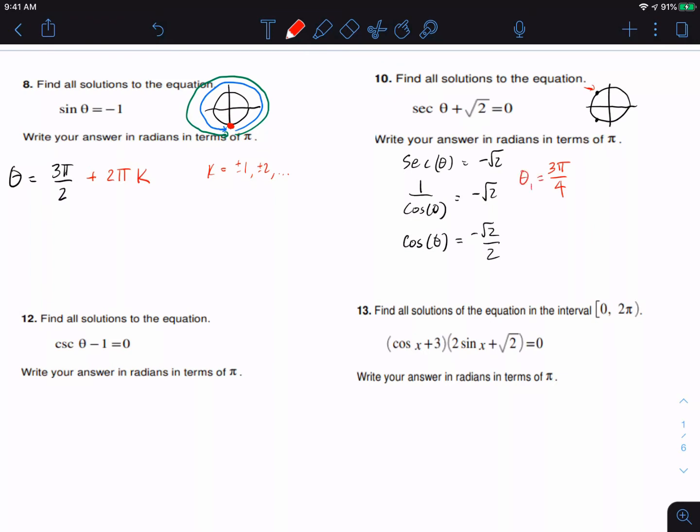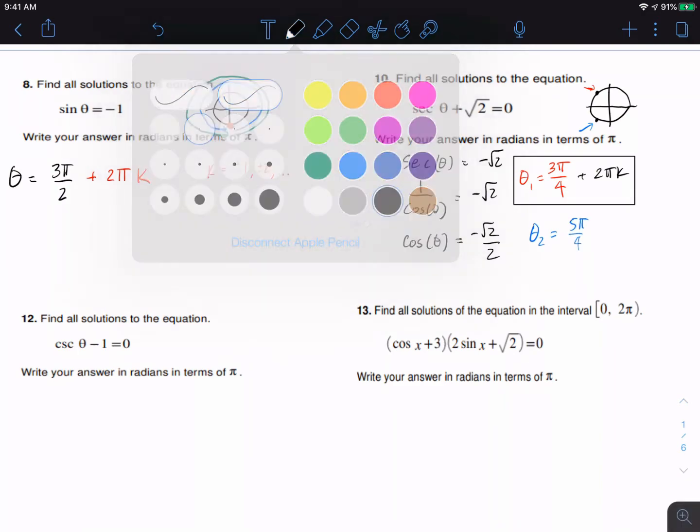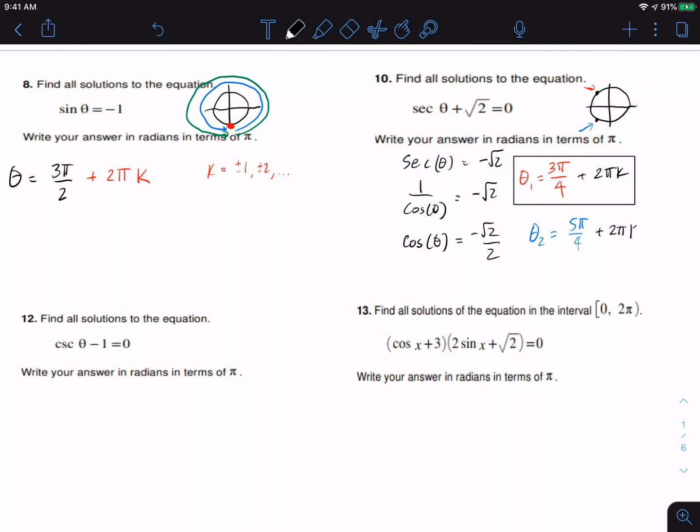But again, I can rotate around full circles, correct? And since I can rotate around full circles, I'll do that in black this time. It's going to be plus 2 pi k. That's one answer. And this one here, that's going to occur at theta 2, which is 5 pi over 4. And then again, plus 2 pi k, because we can do full circles to get to it.